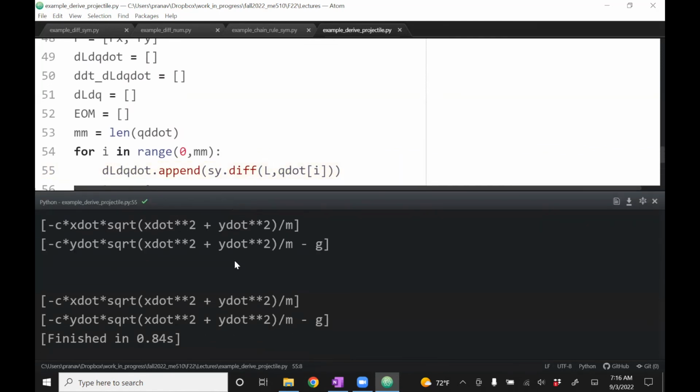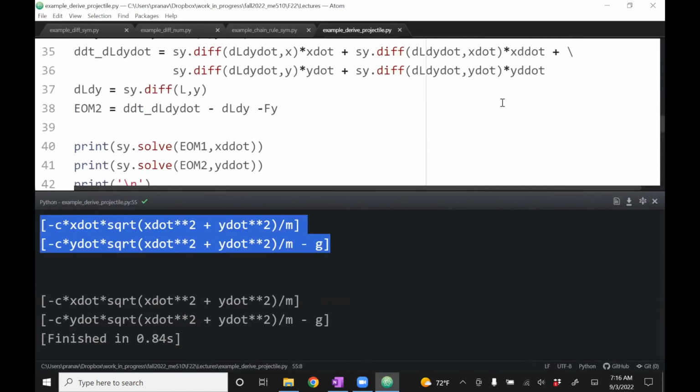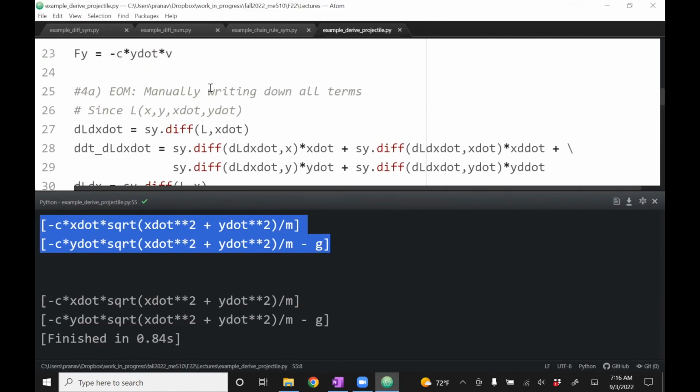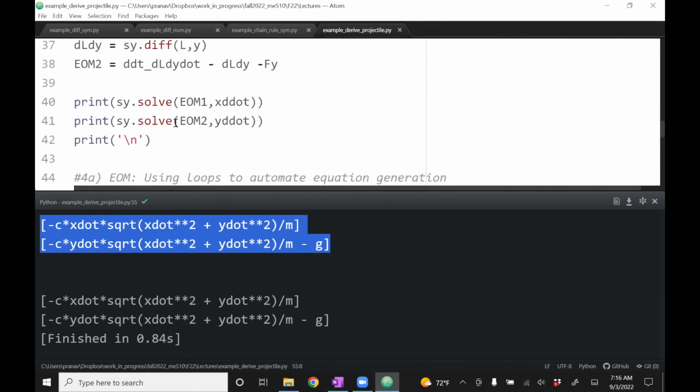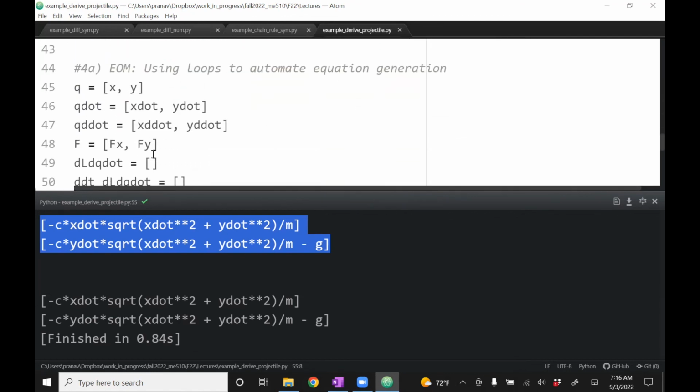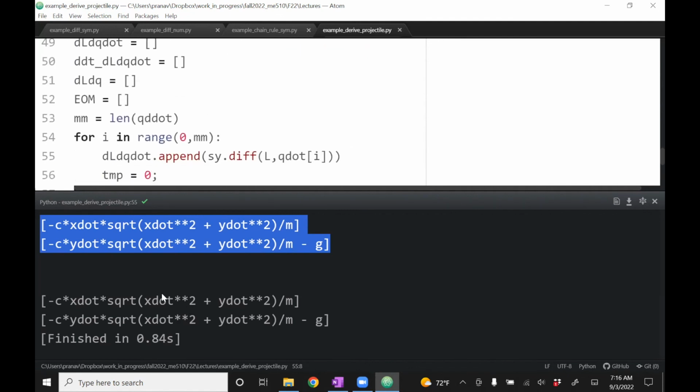It produces output, which is the equations using my first method. You can see these look the same as the equations I derived by hand. And then the more efficient way, using loops, gives me the same equations. Once you have these equations, they then go into odeint, and then you can integrate.